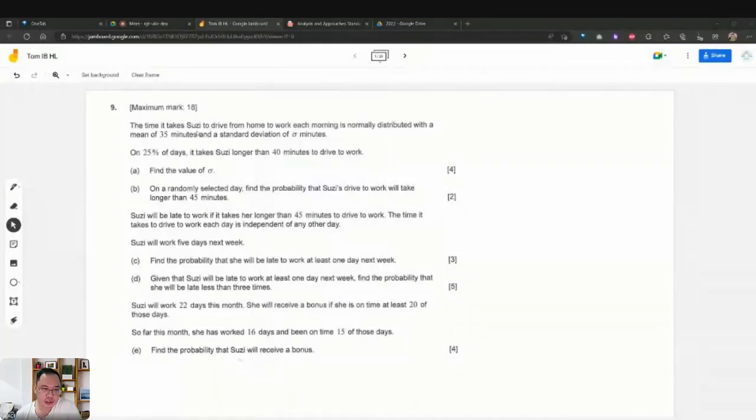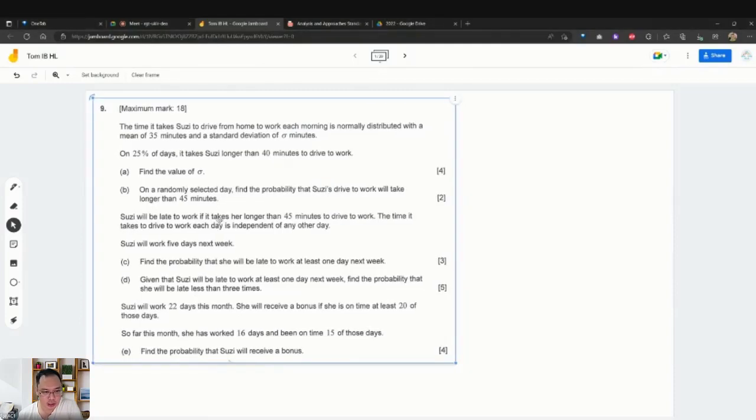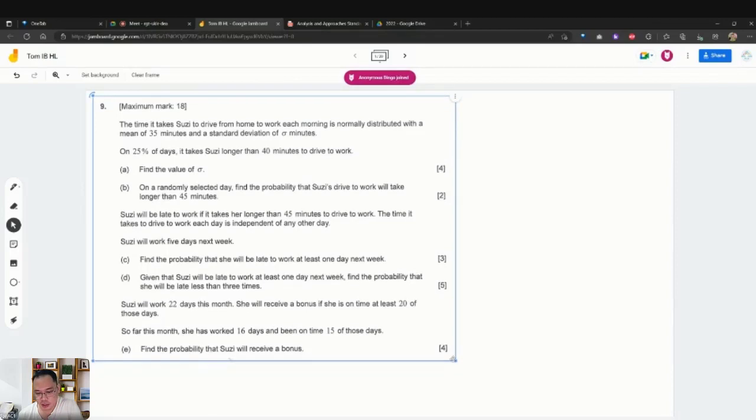It takes Susie some time to drive from home to work each morning. The time is normally distributed with a mean of 35 minutes and a standard deviation of sigma minutes. So we do not know sigma, and later we need to find it here. Question A. On 25% of days, it takes Susie longer than 40 minutes to drive to work. Find the value of sigma.